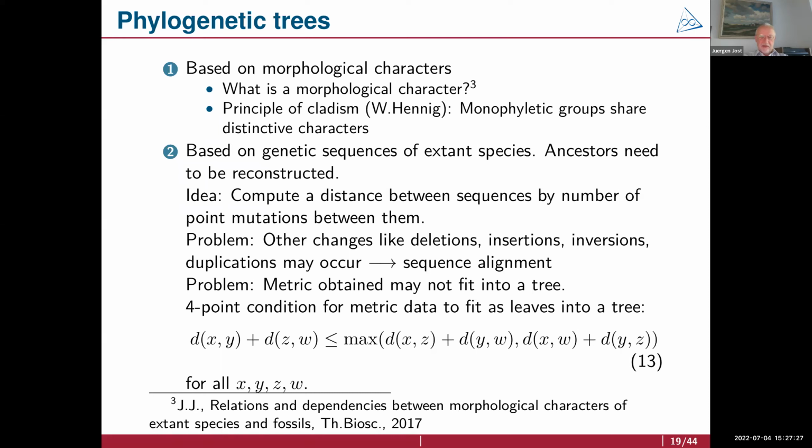For metric data to fit as leaves into a tree, you need to have a particular relation satisfied, the 4-point condition, which is necessary and sufficient. Let's look at some pictures.